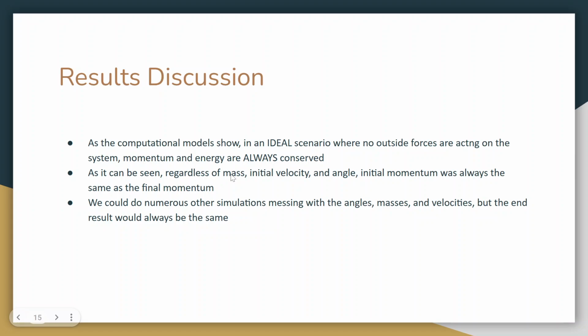And as can be seen, regardless of mass, initial velocity, and angles, the initial momentum was always the same as the final momentum. We could do numerous other simulations messing with angles, masses, and velocities, but the result would always be the same.